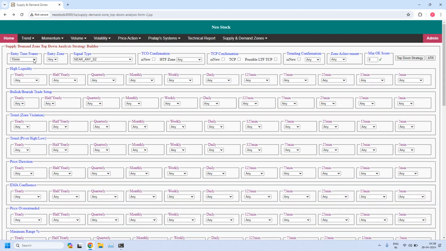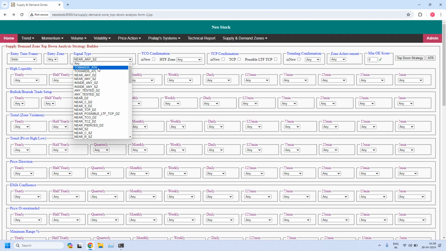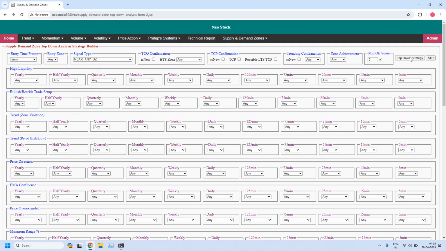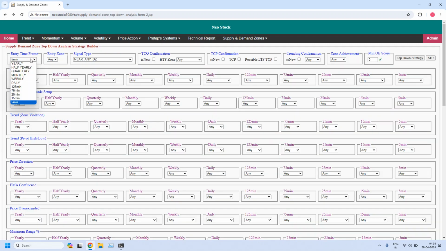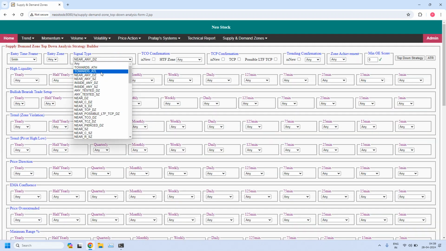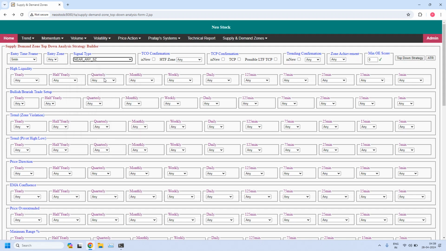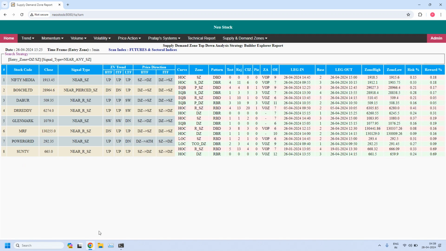Let me go back. Changing the time frame to 5 minutes, let us find the stocks near 5 minutes demand zone. So these 5 stocks are near 5 minutes demand zone. So going back, for 5 minutes time frame, let us find the stocks near 5 minutes supply zone. So these are the 8 stocks filtered near to the 5 minute supply zone. So these are the stocks near demand and supply zones.